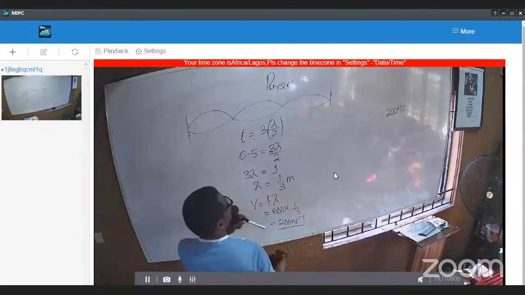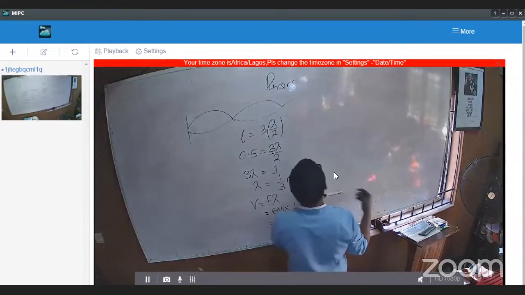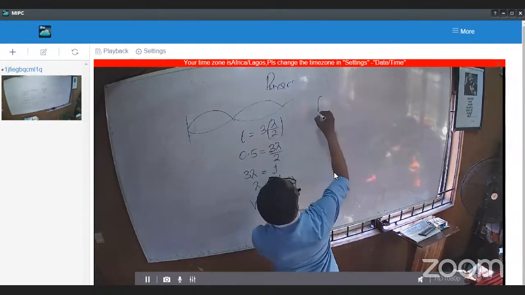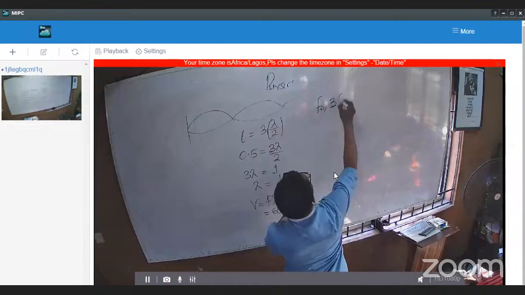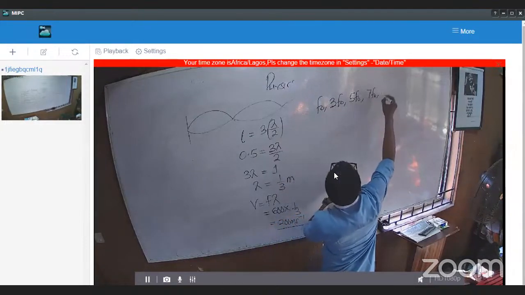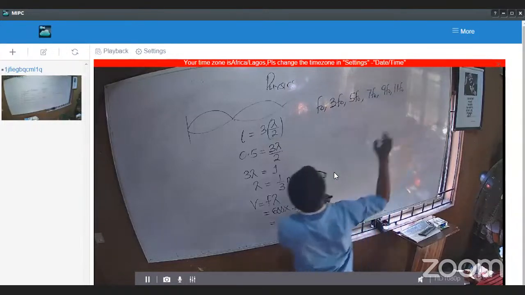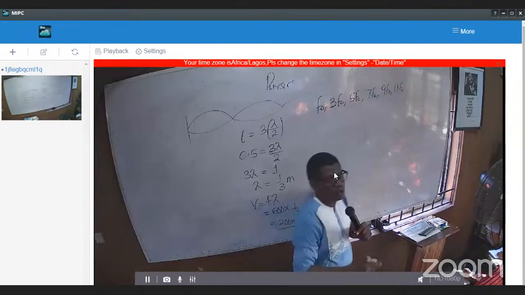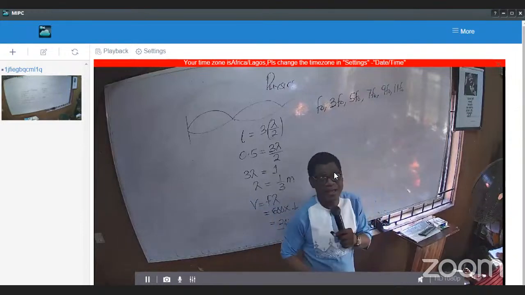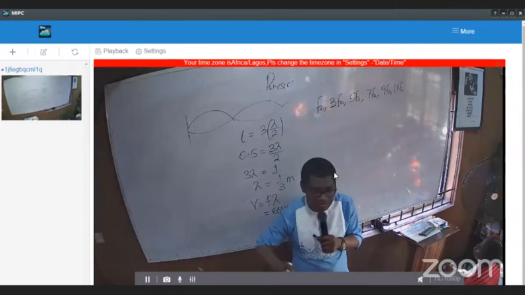Class, did they mention open or closed? Closed. For closed, only odd integral multiples. So we have F naught, next 3F naught, 5F naught, 7F naught, 9F naught, 11F naught, like that. There's a formula, 2n plus 1 F naught, but sometimes in the exam you can forget the formula.